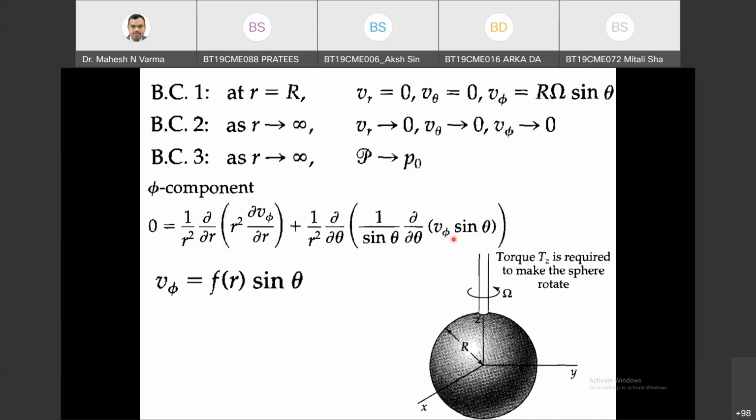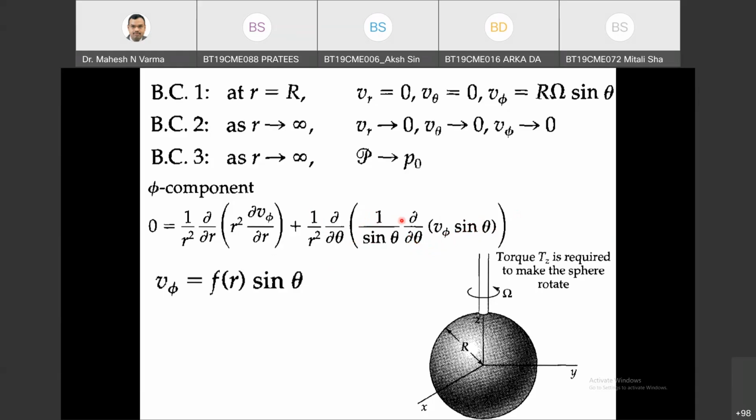How about here? If I substitute here, what will you get? F of r into sine square theta. F of r you can take outside directly, because f of r is not a function of theta. Here I am left with d by d theta of sine square theta, which is 2 sine theta into cos theta, and this sine theta will get cancelled. So remaining is 2 cos theta.